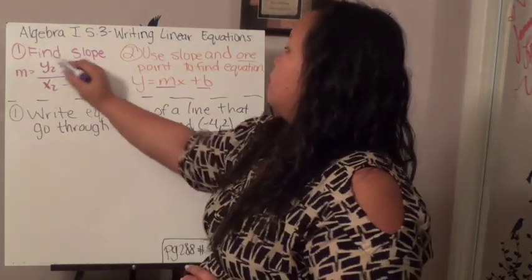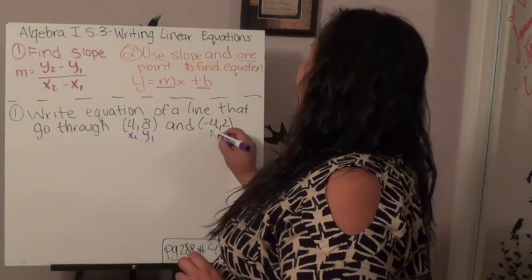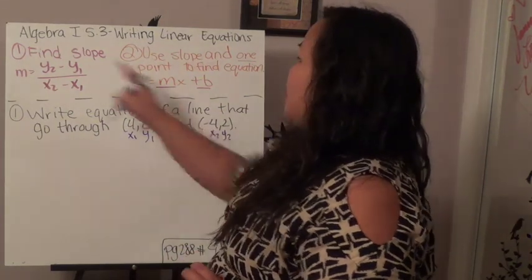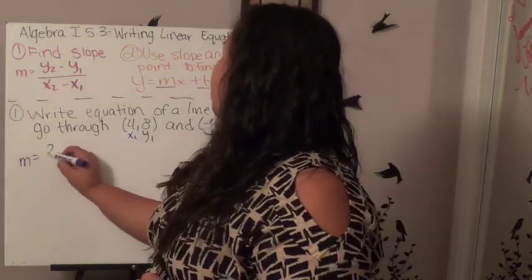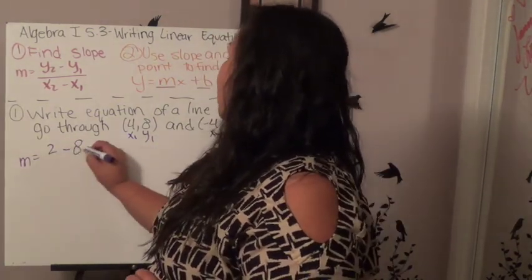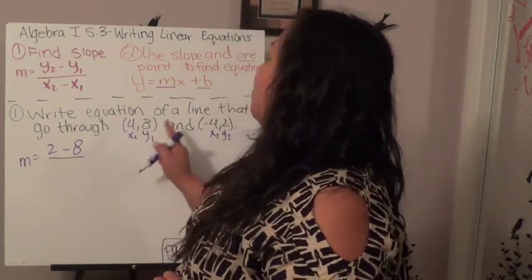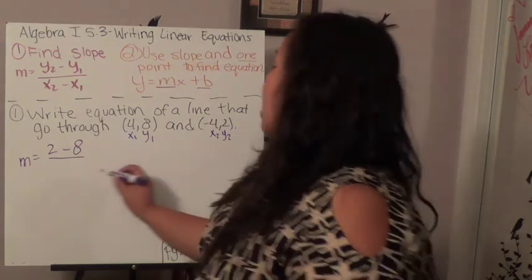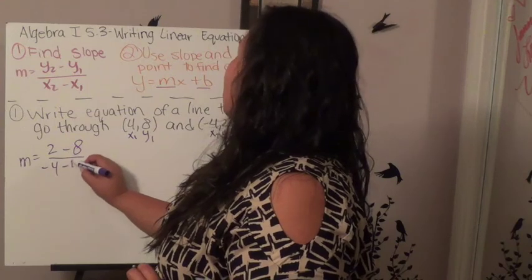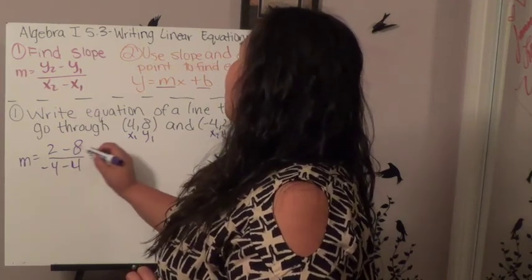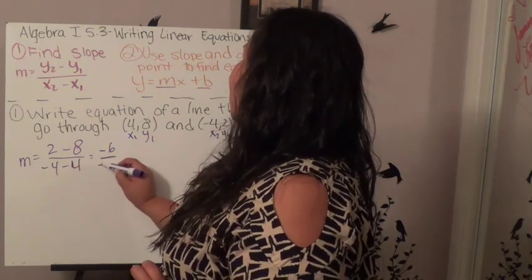Find the slope, right? So I have to label x1, y1, x2, y2. And I'm going to plug it into my slope equation. So y2, which is 2, minus y1, which is 8, over x2, which is negative 4, minus x1, which is minus positive 4. Which gives me 2 minus 8, which is negative 6, and negative 4 minus 4 is negative 8.